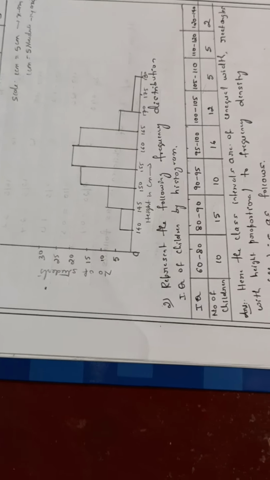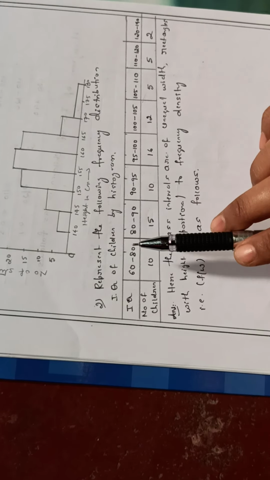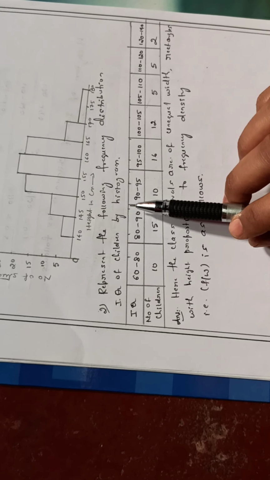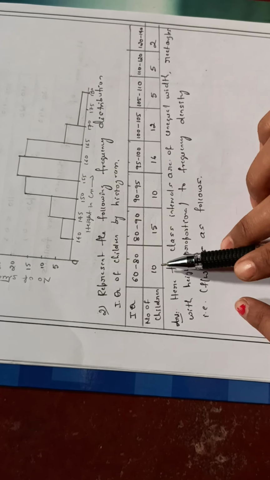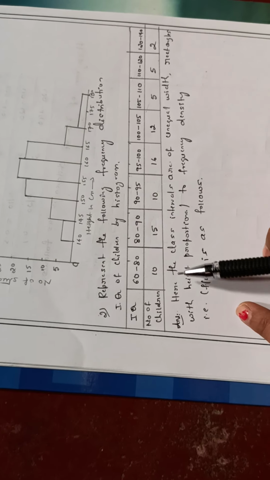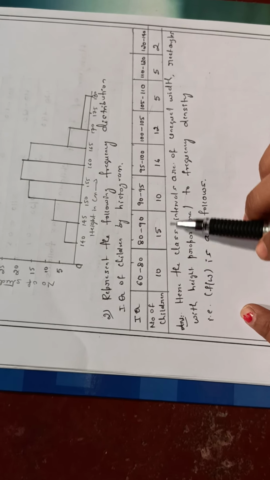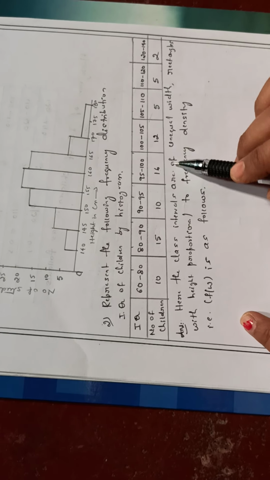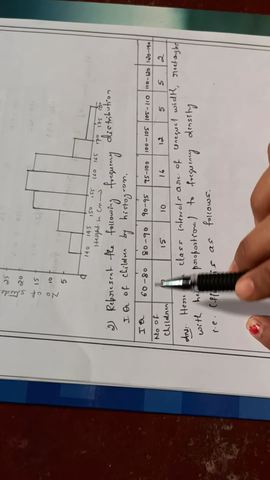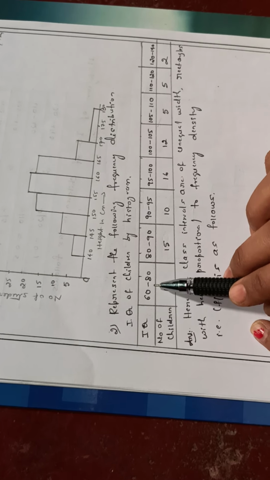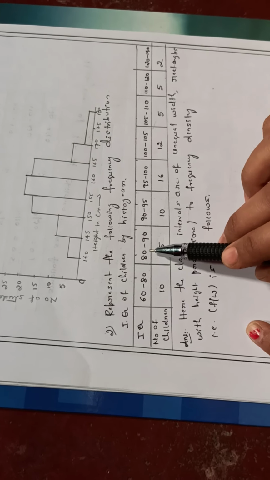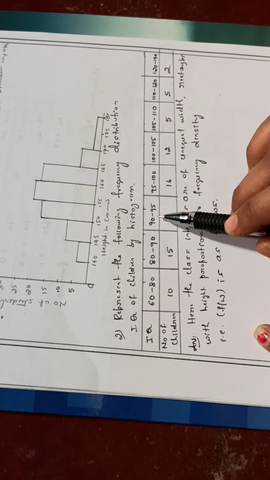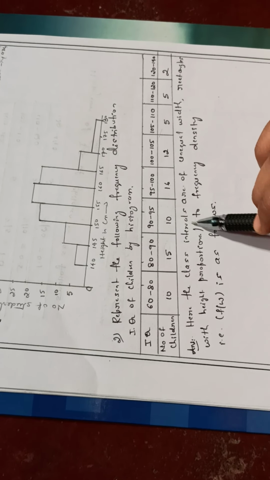Okay. So next we have the next example. Represent the following frequency distribution IQ of children by histogram. So you can see this is the class intervals and this is the number of children they have given, that is the frequency. So here the class interval of unequal width, you can see here from 60 to 80 the difference is 20, from 80 to 90 the difference will be 10, from 90 to 95 the difference is 5. So they are of unequal width.